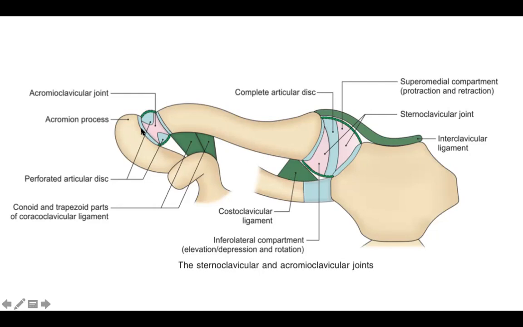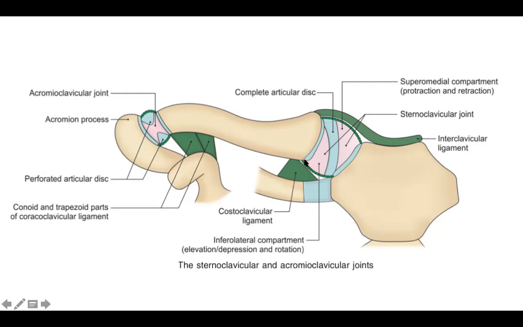Also, the acromioclavicular joint has a disc inside, but with a hollow, meaning it is not a complete ring like in the sternoclavicular joint; there is an opening. But it also has the characteristic of having a fibrous disc inside the synovial cavity.